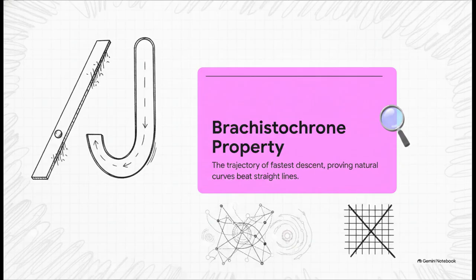The real answer is a very specific curve called a cycloid, and this is due to something called the brachistochrone property. The cycloid is literally the trajectory of absolute fastest descent. If you try to force an artificial, straight-line shortcut, you actually just generate higher latency and more friction. The natural curve literally beats the straight line every single time. It's just a beautiful reminder that the universe kind of favors its own natural geometry over our artificial shortcuts.